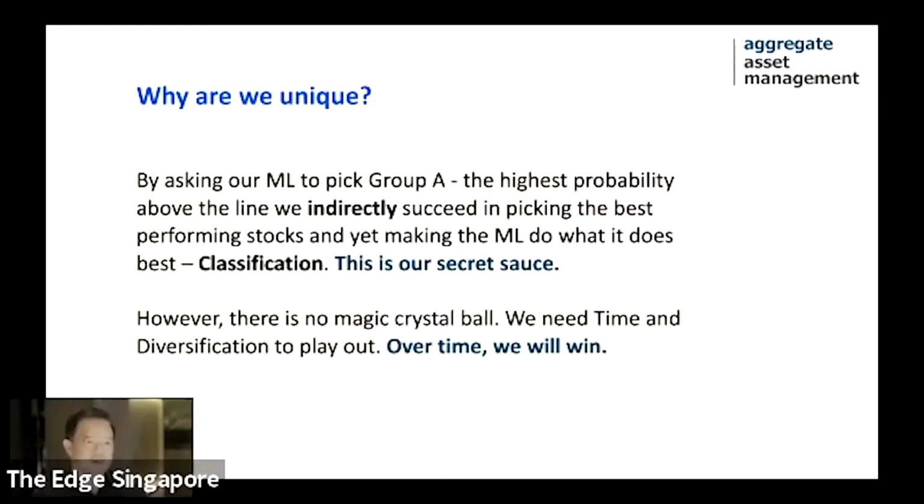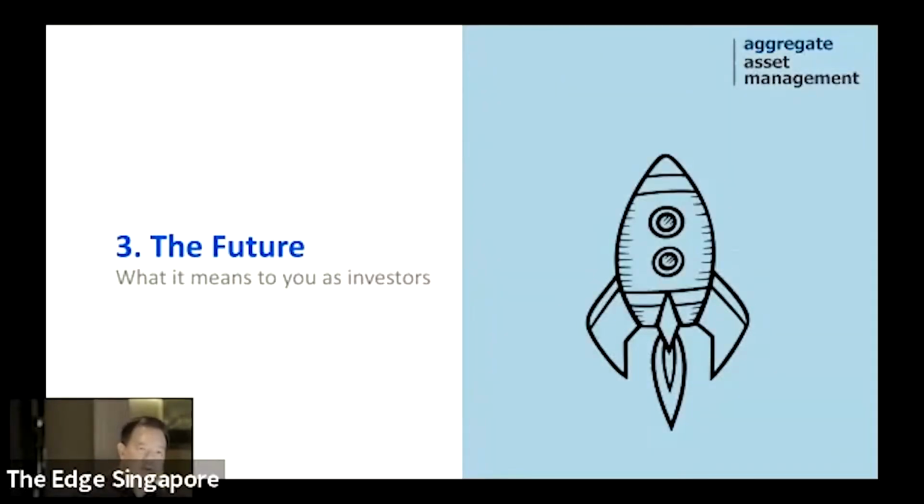So let's talk about why we are unique. So now you understand the uniqueness, the secret sauce of our machine learning algorithm: by asking our machine learning to pick group A, the highest probability above the middle line, we inadvertently or indirectly succeed in picking the best performing stocks, and yet making the machine learning do what it does best: classification, dog and cat, right? Now, however, there's no magic crystal ball or fairy tale here. We still need time and diversification for this to play out, but we are confident that over time, we will win. So let's talk about the future, what it means to you as investors.